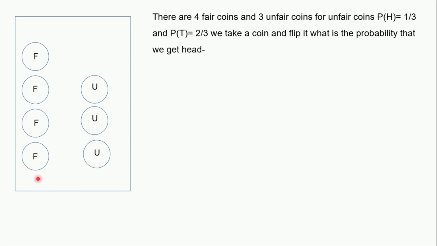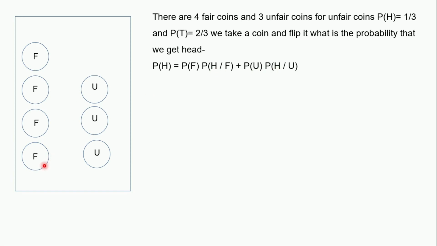So the combination of both probabilities will be the probability they are asking. We can write it like this: probability of getting head equals probability that we flip a fair coin into probability that we get head given that we flipped a fair coin, plus probability that we flip an unfair coin into probability that we get head given that we flipped an unfair coin.